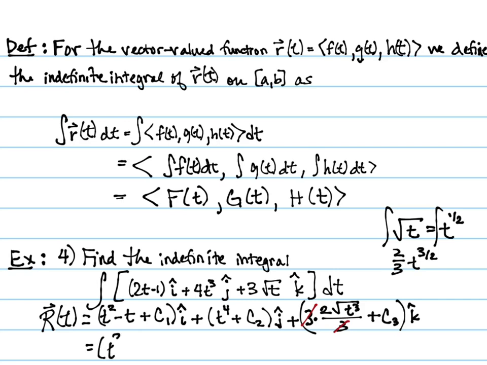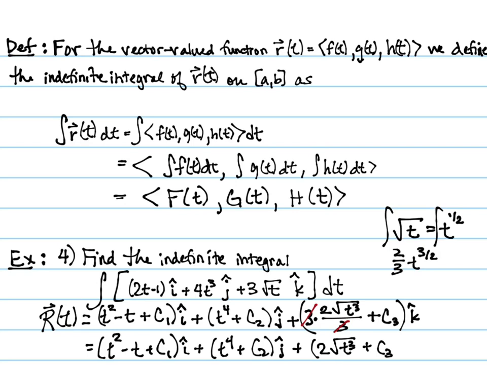So t squared minus t plus C1 i plus t to the 4th plus C2 j plus 2, and you could do 2t square root of t if you wish, or 2 square root of t cubed, plus C3. Okay.